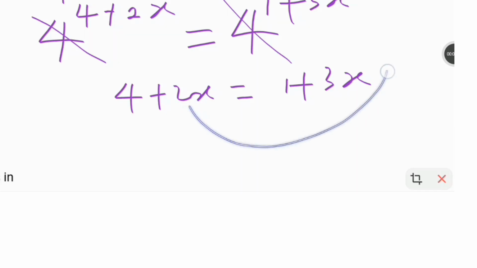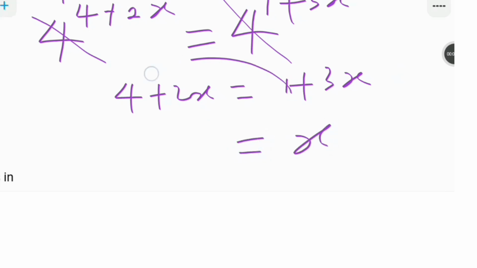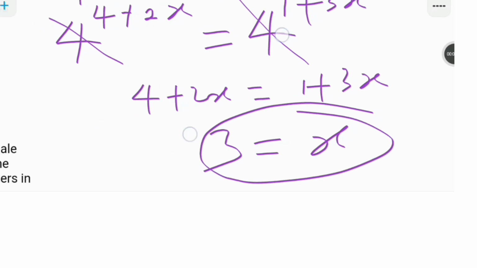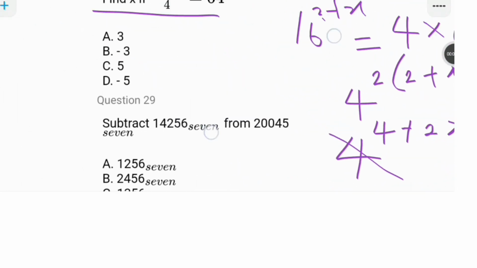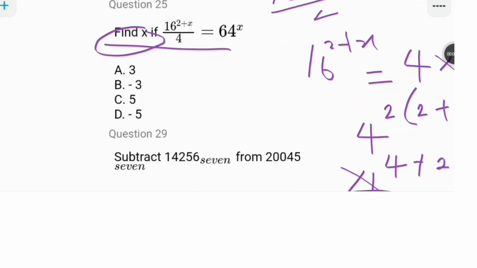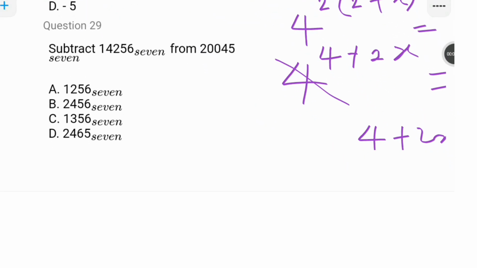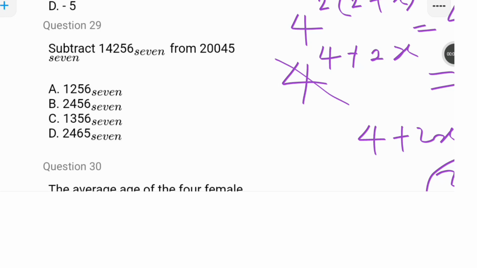Bring this 2x here. That will be 3x minus 2x, so that will be x. Bring this 1 here. That will be 4 minus 1, that will give you 3. So x is equal to 3. So you can pick the answer like that from there. That's option A. Okay. The next one, you have to subtract 14256 base 7 from 20045 base 7.